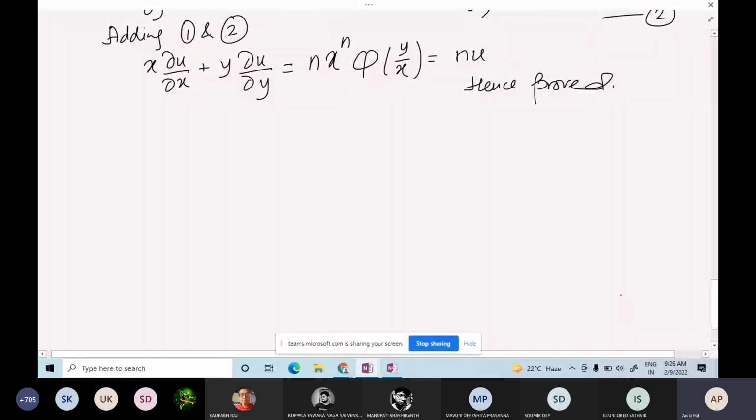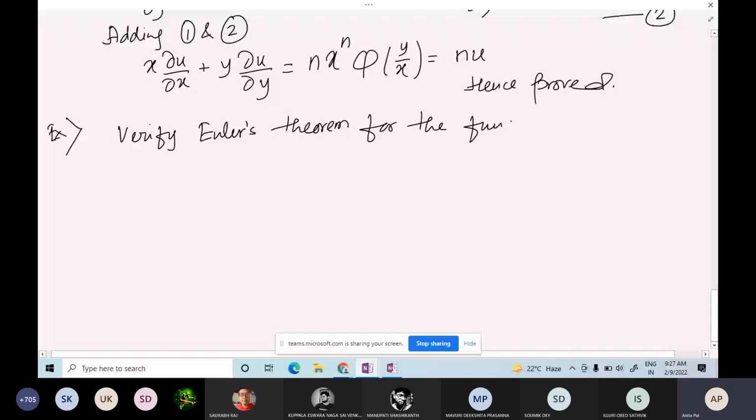Now I'll take up one example. Verify Euler's theorem for the function. One function is given, u equals f of x y, a x square plus 2 h x y plus b y square. So what is the question? Verify Euler's theorem for the given function.